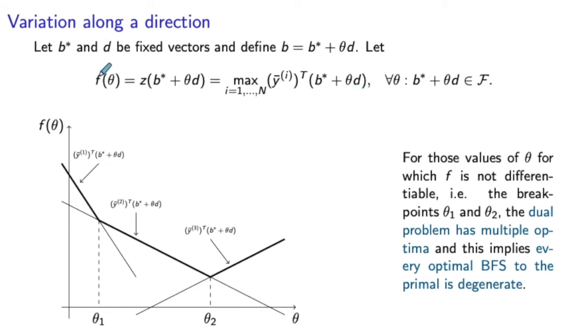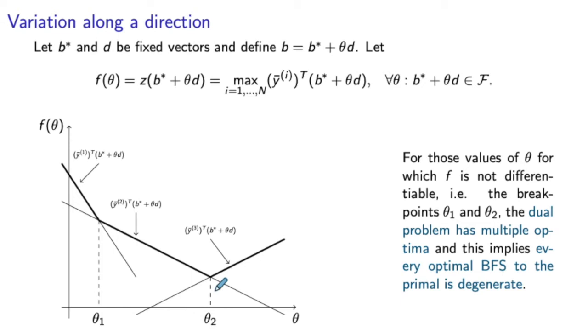And in this case, we can plot our function f of theta in 2D, and this is how the plot is going to look like. So you have a linear function of theta here for every fixed i, and then we take the pointwise maximum of these linear functions here. So geometrically, y_i bar transposed times d will give the slope of the corresponding linear function. So for i equal to 1, this is the slope of this function right here. For i equal to 2, it's the slope of this function, and so on.